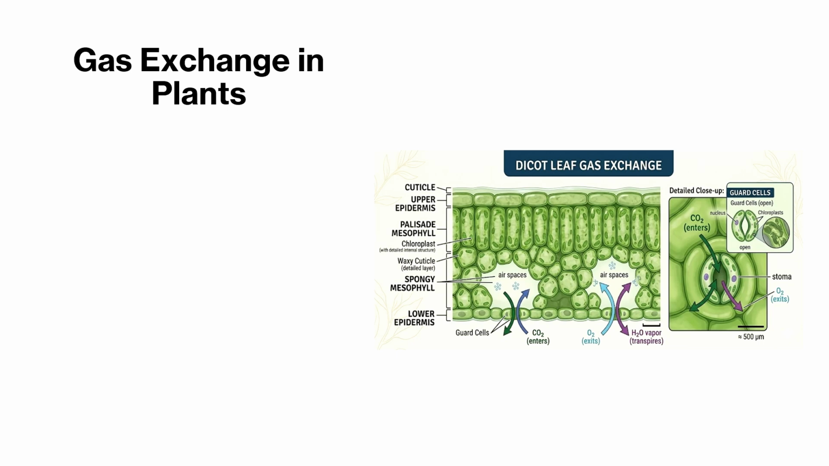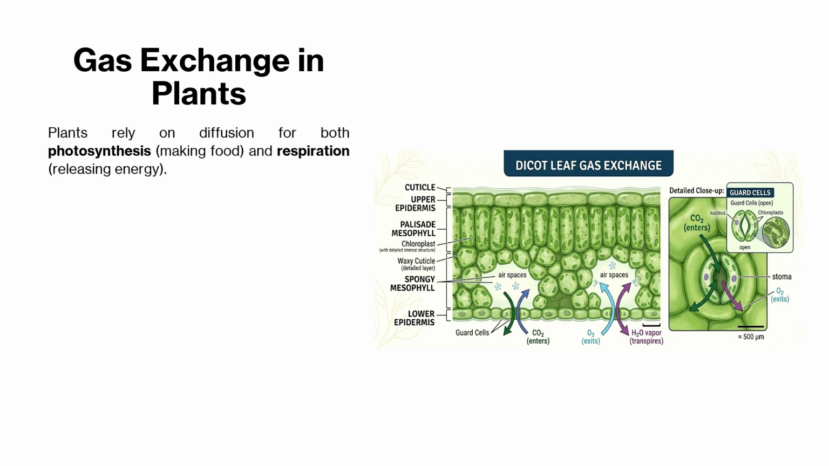Now, we have seen how animals breathe, but what about plants? Plants are masters of diffusion, using it for two opposite but essential processes, that is photosynthesis and respiration. Photosynthesis is making food, and respiration is releasing energy.